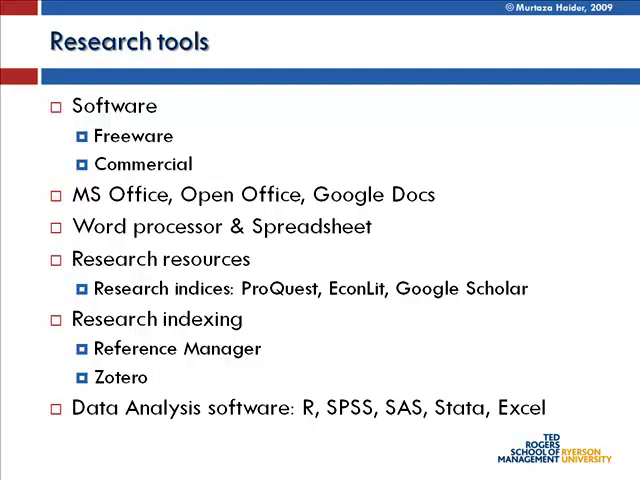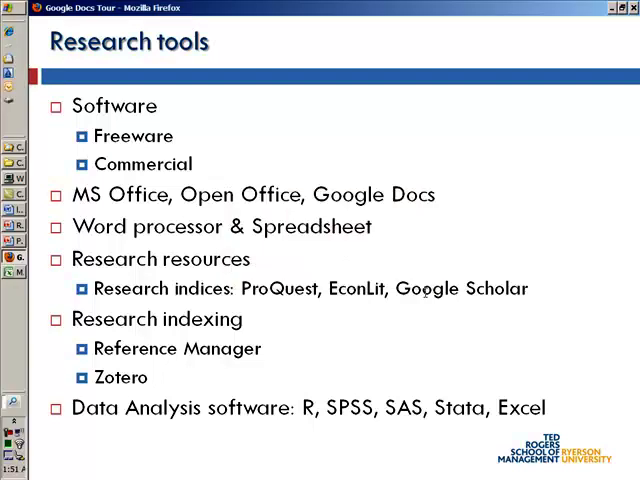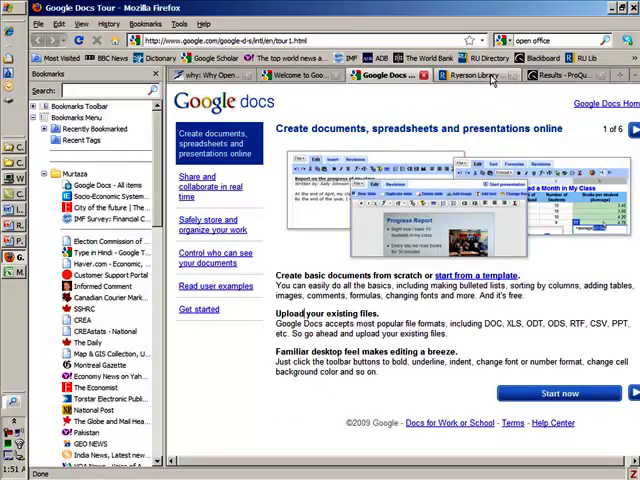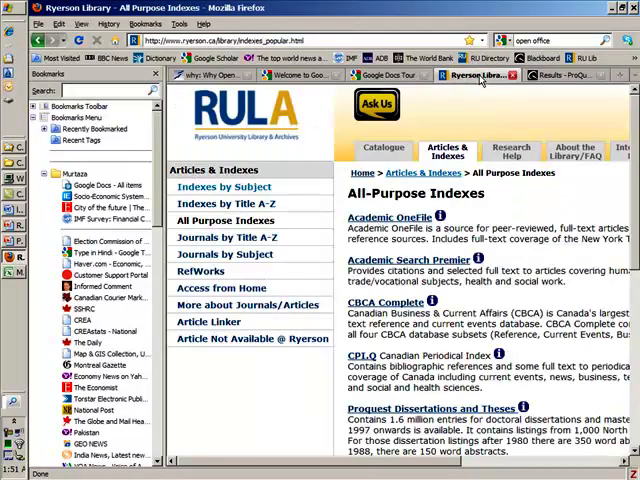There are some things called research indices, and I have these here. Some of them, 3 listed here. One is called ProQuest, the other is called EconLit, and there is definitely an index in your field. I'll take a few minutes to demonstrate how you would find information for your research using these indices. So I will take you to the website of Ryerson University's library.